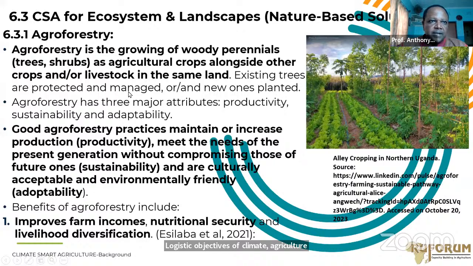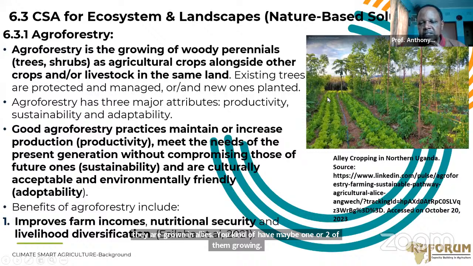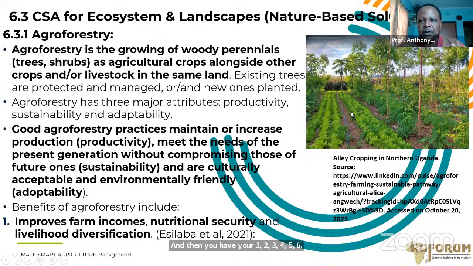Okay, then again, we have agroforestry. Fast growing trees, you grow them together with your food crops. You can see here there is an irrigation system. Agroforestry trees tend to grow very fast, and they are grown in alleys. You have maybe one or two of them growing, and then you have your 1, 2, 3, 4, 5, 6. That's called an alley. It's like a way or a path that even a vehicle can pass. It's that wide, but you have one particular crop species, and then you have another one.